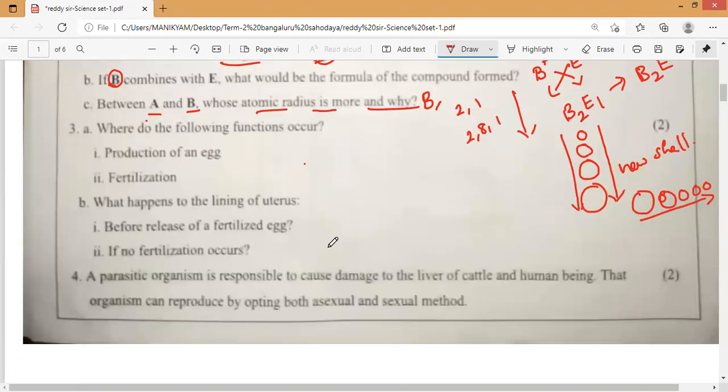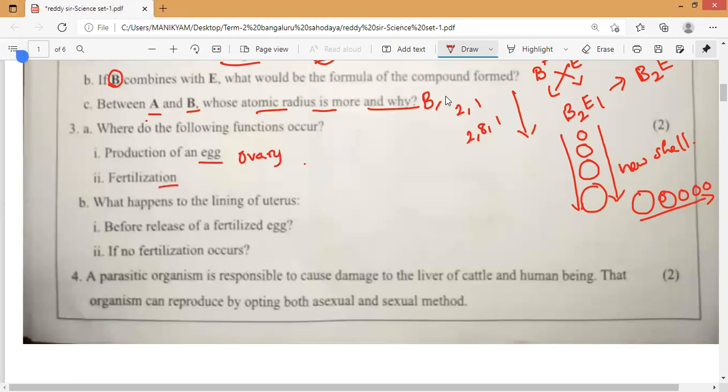What I will do next: where does the following function occur? Production of egg. Top to bottom in the periodic table we used to call groups, and left to right we used to call periods. Is it okay? Revise that carefully. Production of an egg happens in the ovaries, or ovary we can say.